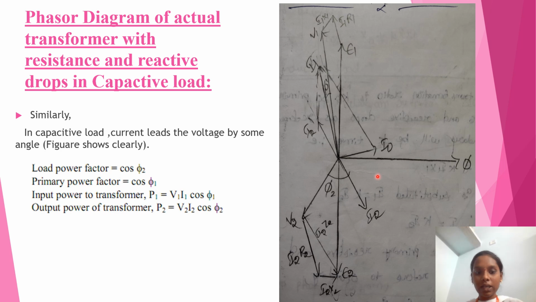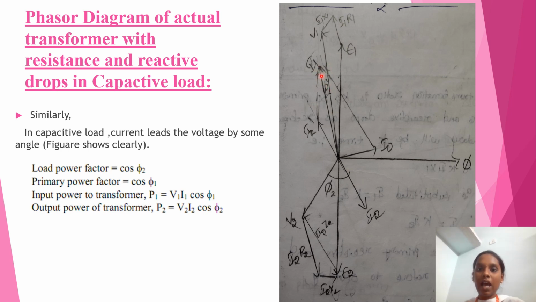Next, this is the secondary side. Coming to the primary side, similarly, this is I2, and exactly opposite to I2 is I2 dash. The sum of I0 and I2 dash will give I1. This is the I1 value.